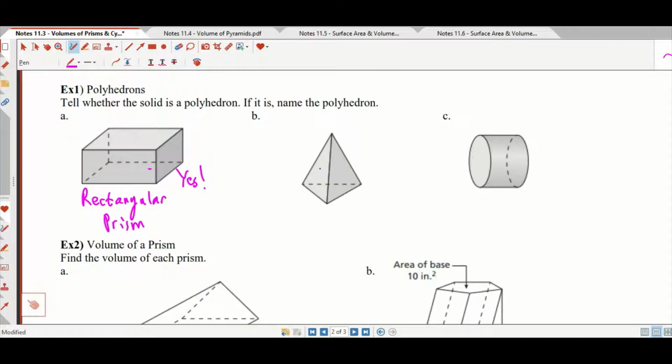Okay, and this one here, it is because it's got triangles on all three lateral faces and then a triangular base. They meet at a common vertex up here, so this is a polyhedron, and it is a triangular pyramid.